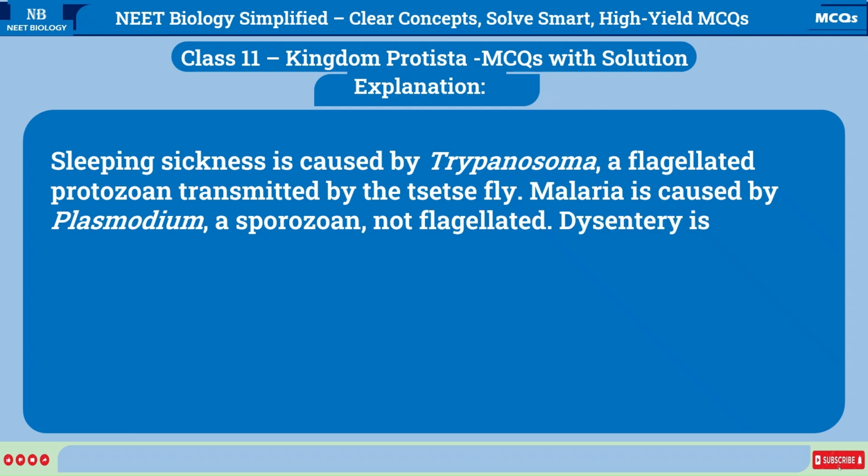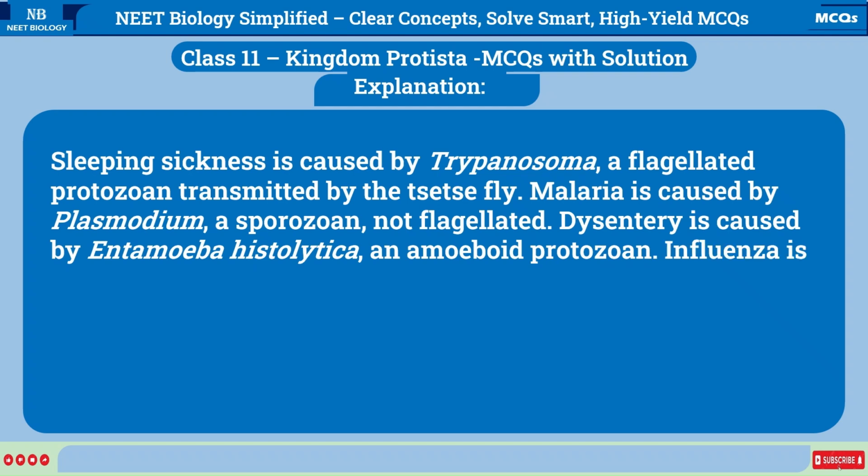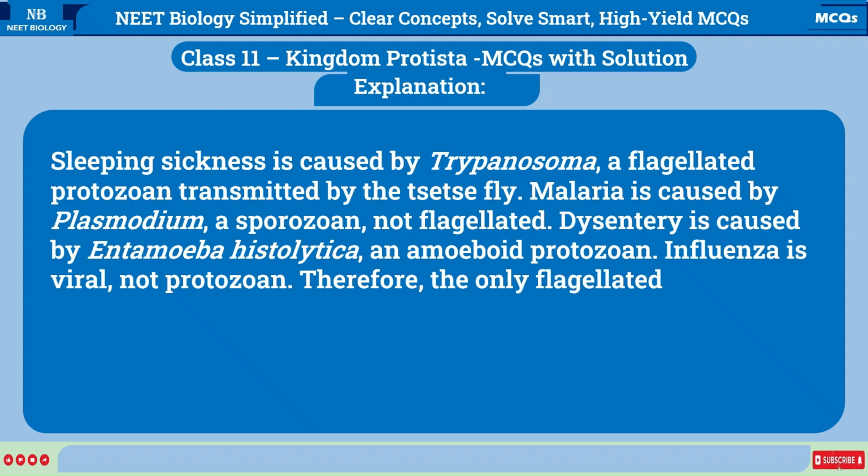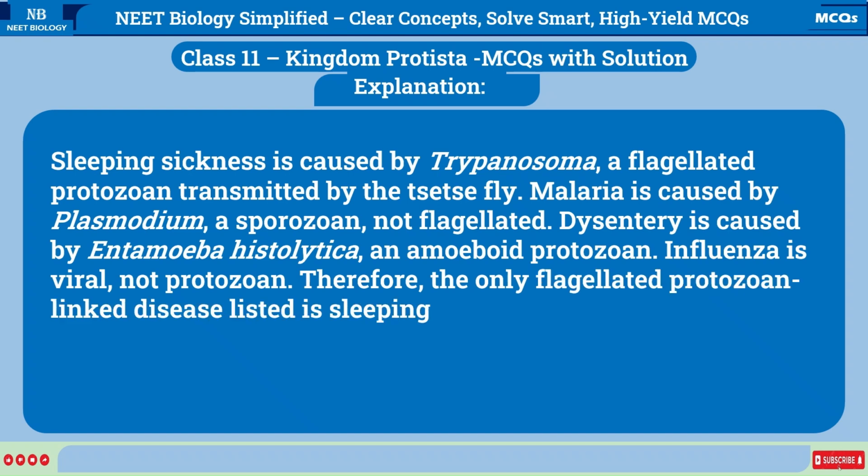Dysentery is caused by Amoeba histolytica, an amoeboid protozoan. Influenza is viral, not protozoan. Therefore, the only flagellated protozoan-linked disease listed is sleeping sickness.